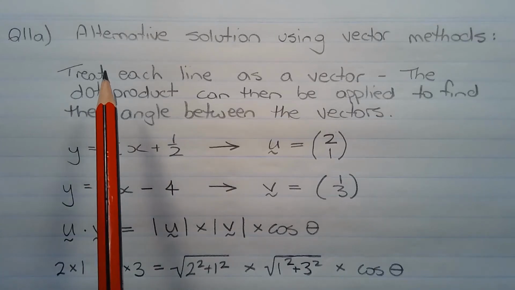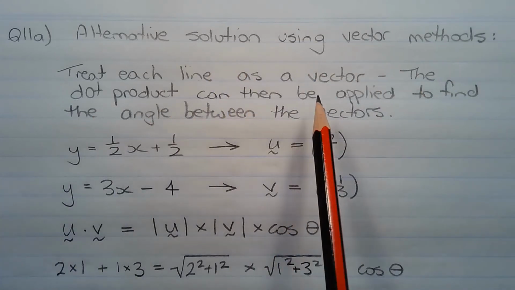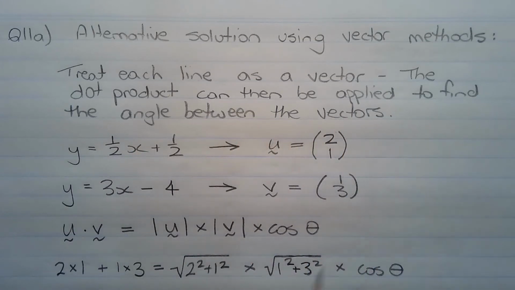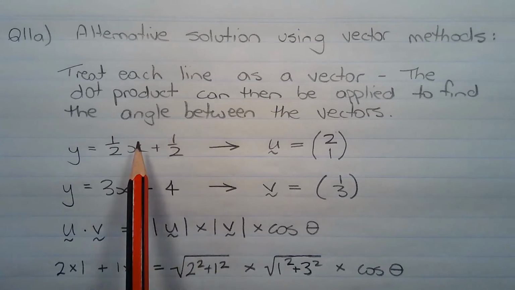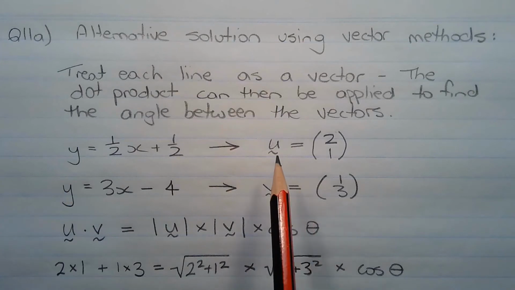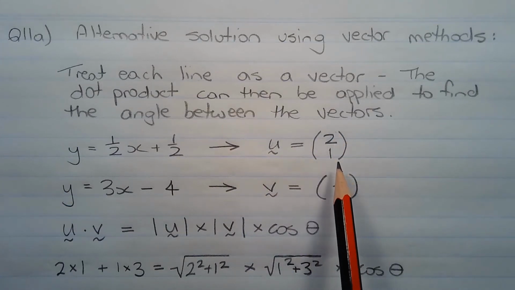The following is an alternative solution using vector methods. The idea is to treat each line as a vector. The dot product can then be applied to find the angle between the vectors. So for the line y equals half x plus half, the plus half actually doesn't matter. It's the gradient that's of importance. Now this can be represented with the vector u equals (2, 1).